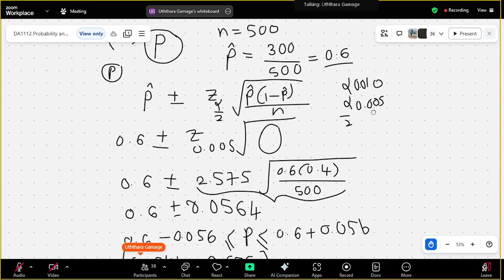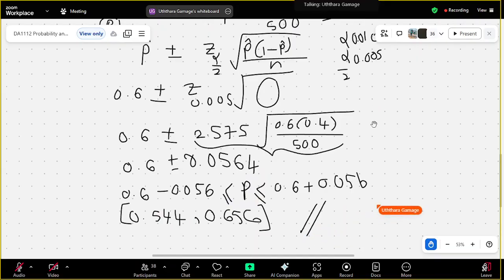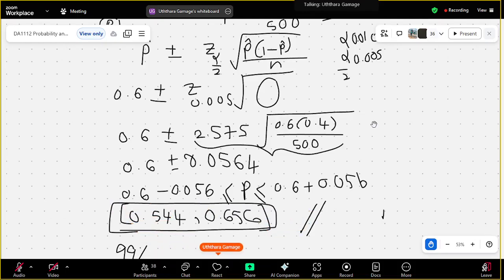And you have to interpret it. So you will say, we are 99% confident that the percent of students who are registered voters is in the interval between 0.544 and 0.656, right?